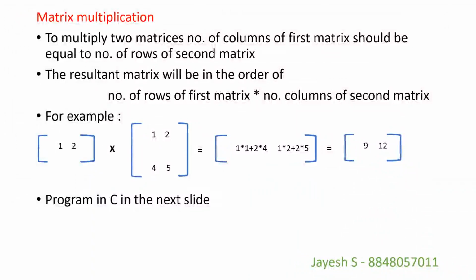In this section, we are going to see how matrix multiplication is performed using C language. In C language, matrix means two-dimensional array. It means there will be rows and columns.